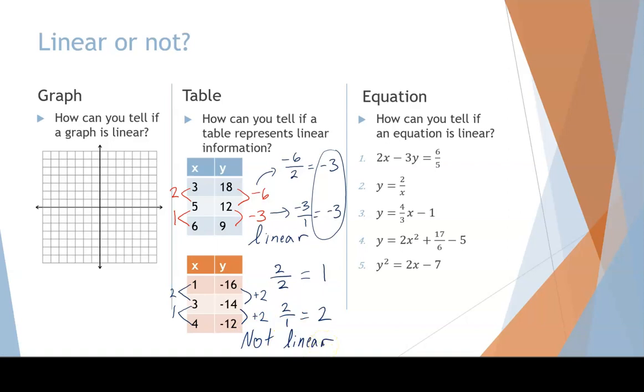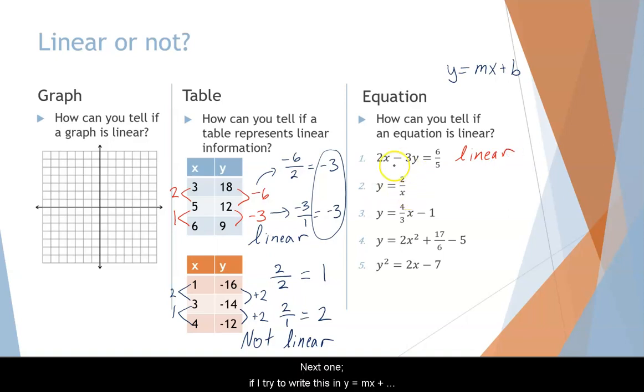For an equation, let's look at these five and judge if they're linear or not. For an equation to be linear, it can be written in the form of y = mx + b. Notice there's no exponents. We're not dividing by x. So let's look at this first one: 2x - 3y = 6/5. If I manipulated this equation, I could write it in y = mx + b form. This is a linear equation.